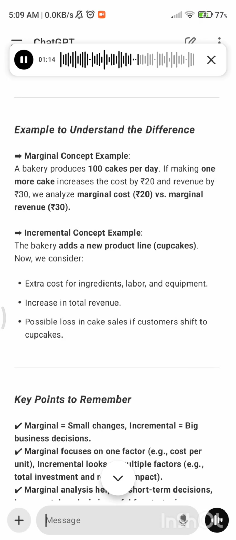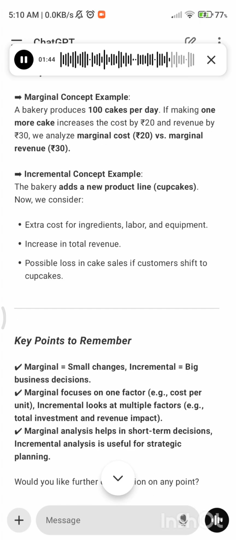Marginal concept example. A bakery produces 100 cakes per day. If making one more cake increases the cost by 20 and revenue by 30, we analyze marginal cost, 20, versus marginal revenue, 30. Incremental concept example. The bakery adds a new product line, cupcakes. Now we consider extra cost for ingredients, labor, and equipment, increase in total revenue, possible loss in cake sales if customers shift to cupcakes. Key points to remember.